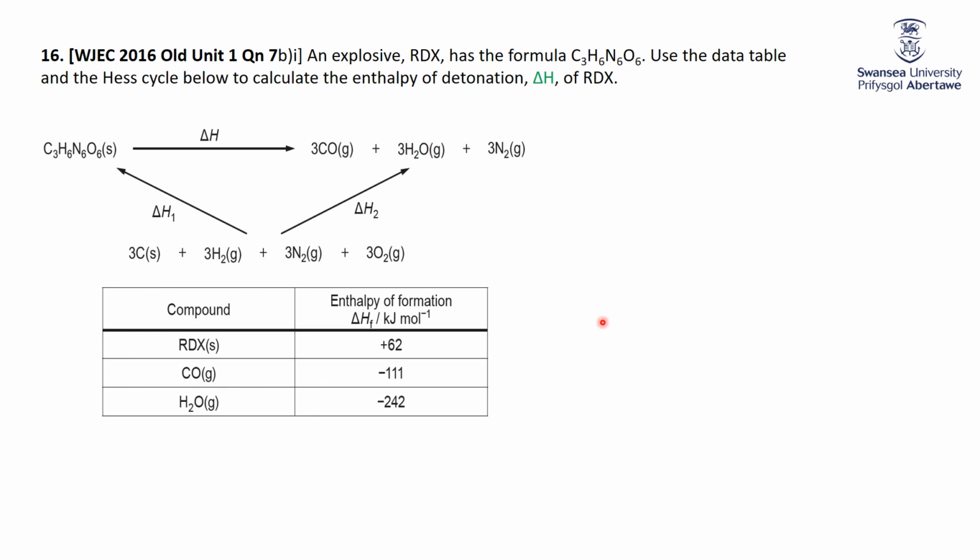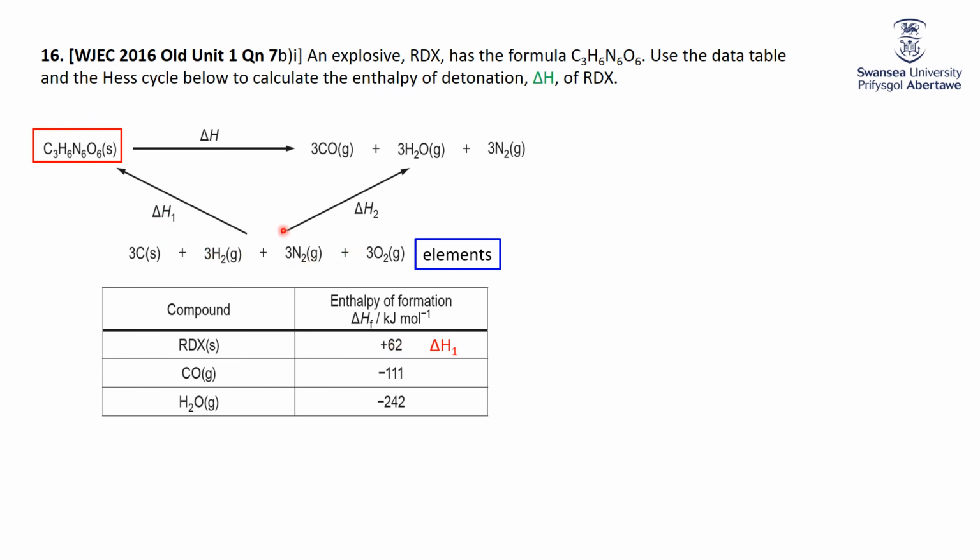Okay, so let's see what we've got here. Here are the elements in their natural state. Okay, solid carbon, H2 gas, N2 gas, and O2 gas. Okay, we go from elements in their solid state in this direction to make the C3H6N6O6. Then we are just essentially forming C3H6N6O6. So delta H1 is the heat of formation of RDX, right there. Heat of formation of RDX is plus 62.